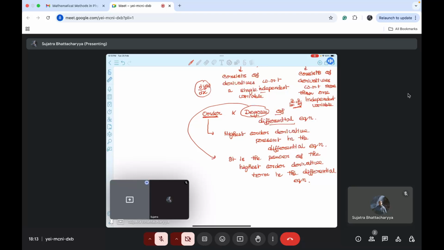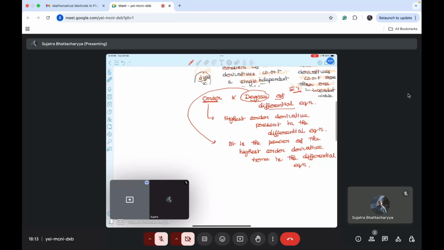So what is the difference? The difference is that the definition of order is the highest order derivative which is present. That's all. For degree, you identify the highest order derivative and see the power of that highest order derivative. That is the difference, right?